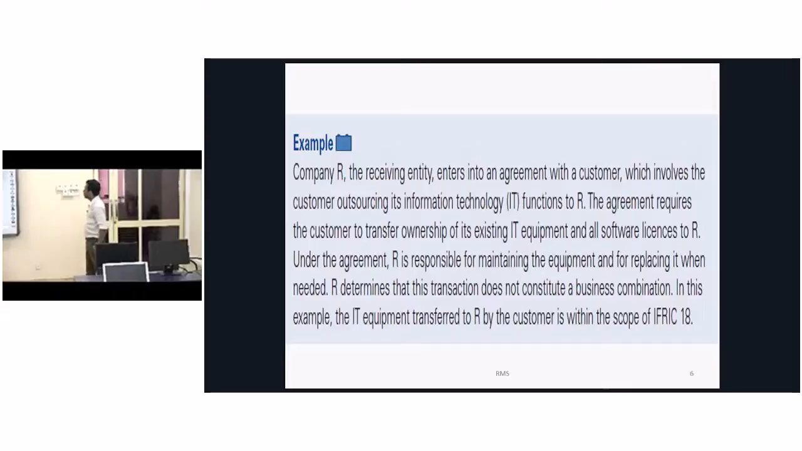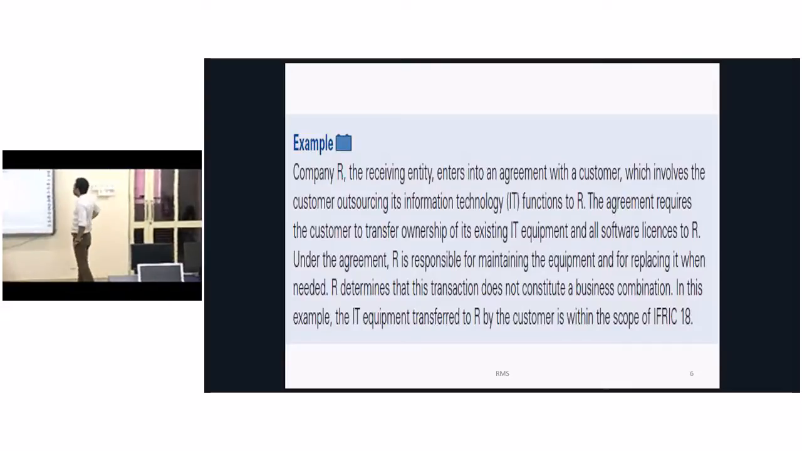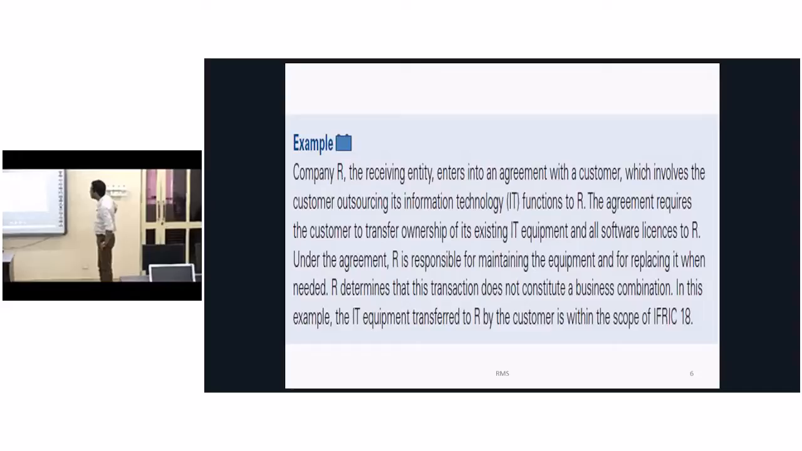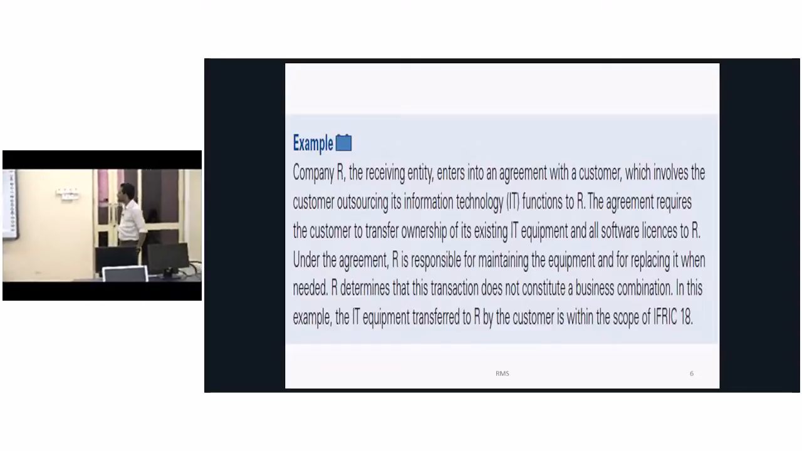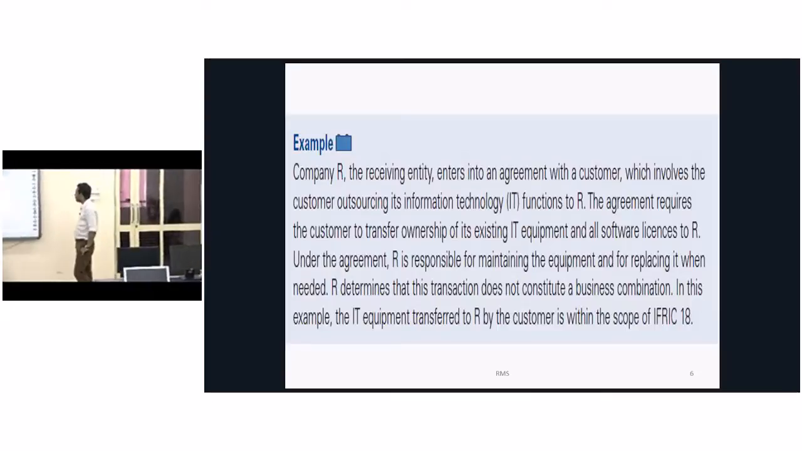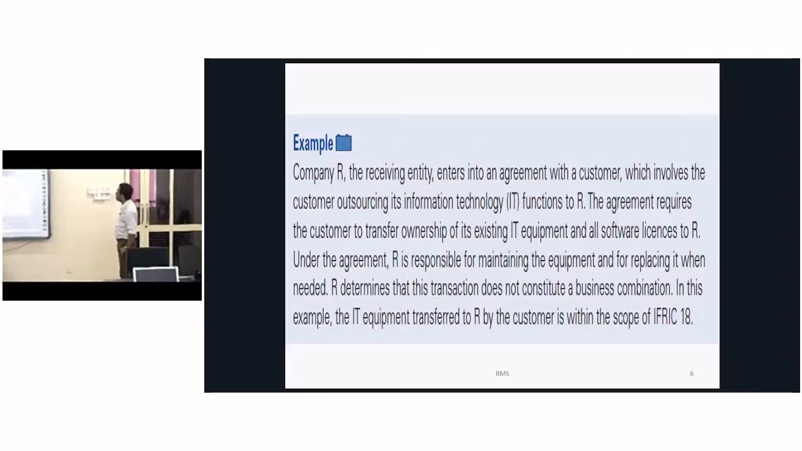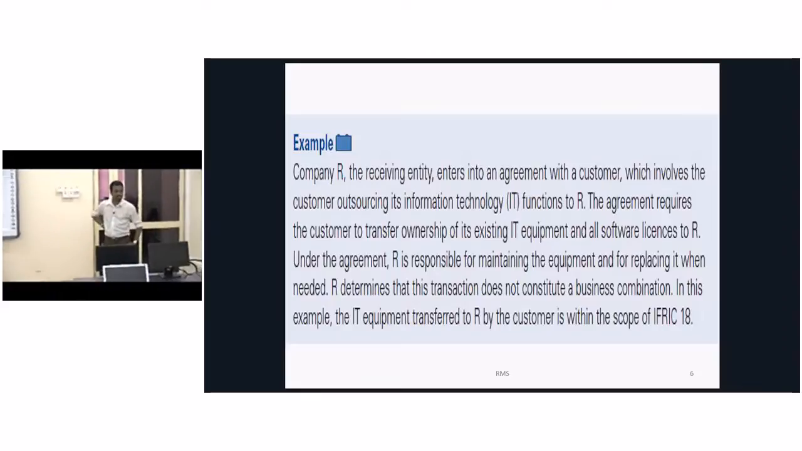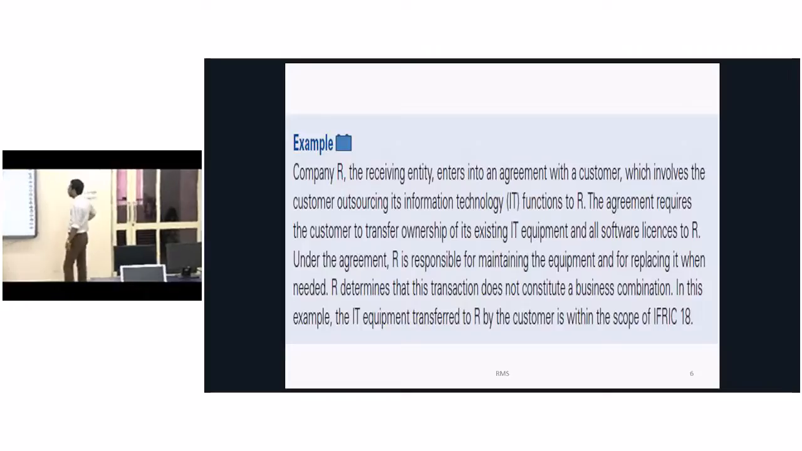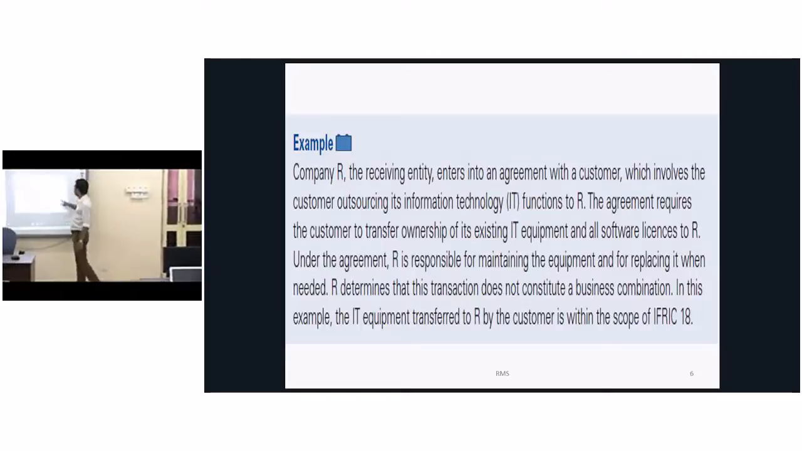Company R, the receiving entity, enters into an agreement with the customer, which involves the customer outsourcing its information technology, same thing I told you previously, IT functions to R. The agreement requires the customer to transfer ownership of existing IT equipment and all software licenses to R. Very clear? Outsource කරන්න නම් ඔක්කොම දෙන්න ඕන license ටිකයි equipments ටික. Under the agreement, R is responsible for maintaining the equipment and for replacing it when it is needed. ඊට පස්සේ කවුද ඒවා replace කරන්නේ? R.